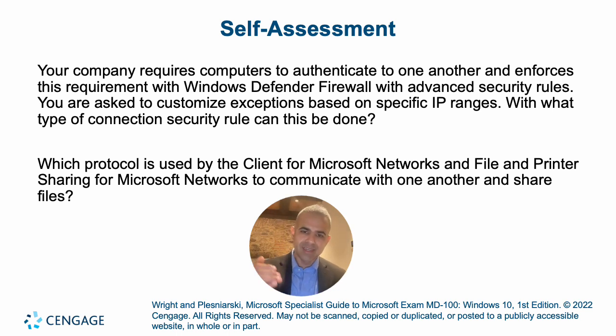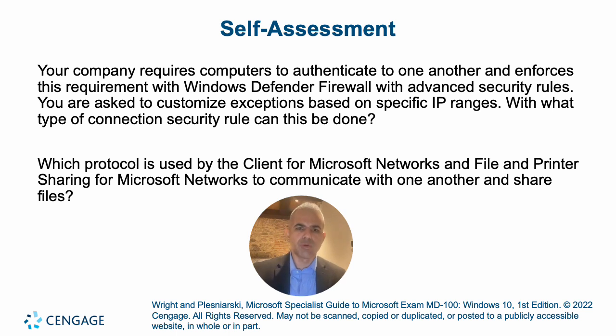The first octet tells us what kind of class it is, and the class tells you what it's being used for. We know that 127 is loopback, right? So to test the system itself, and class C is the typical address that you see in a small office, home office device. But just as a self-assessment, your company requires computers to authenticate to one another.